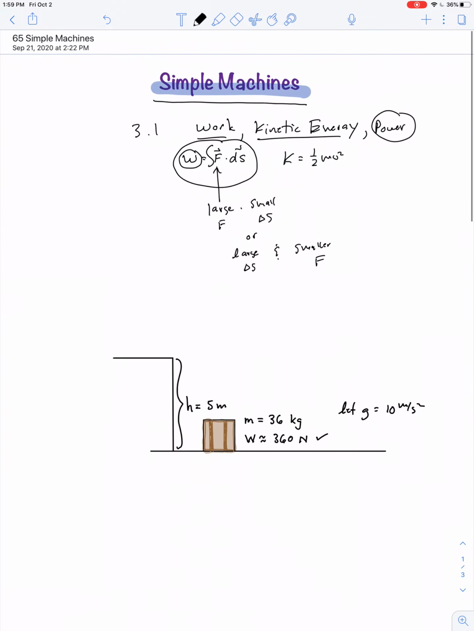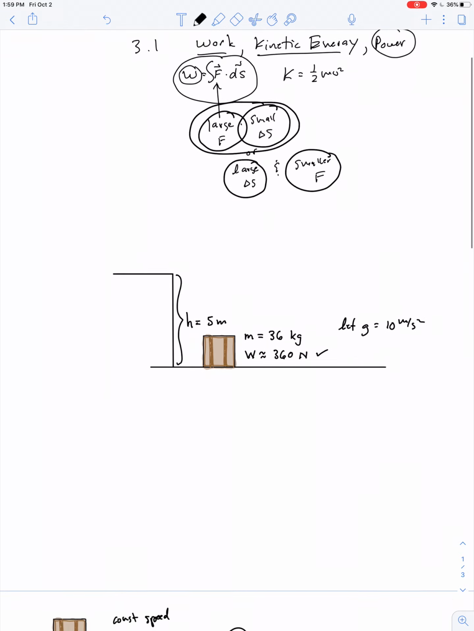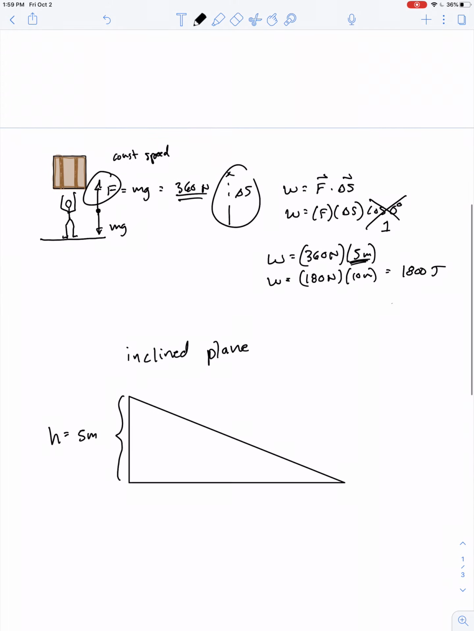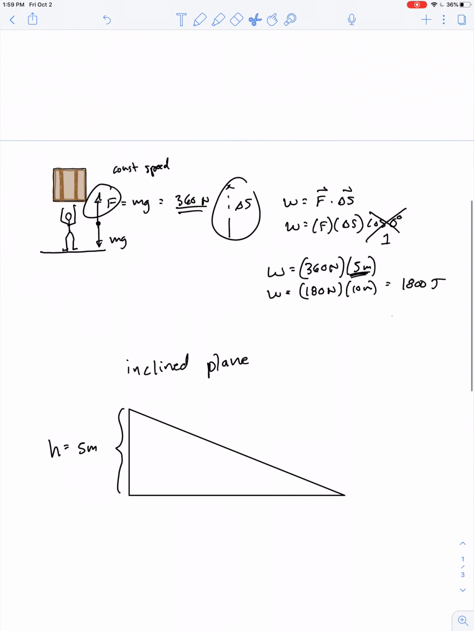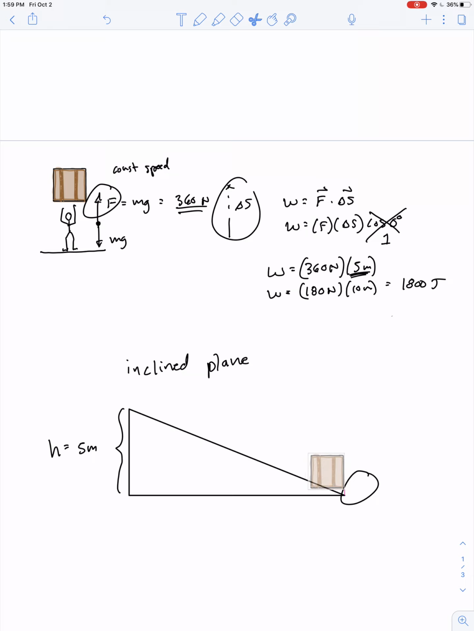So that's what we said, right? There are a couple options. A large force coupled with a small displacement, or increase the displacement at the benefit of doing the work with a smaller amount of force. So if we take the block, put it at the bottom of an incline, and give it a push. Then the amount of force we have to overcome is less than the full weight.